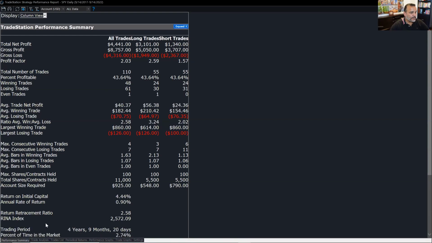Interesting. The average trade net profit went up.